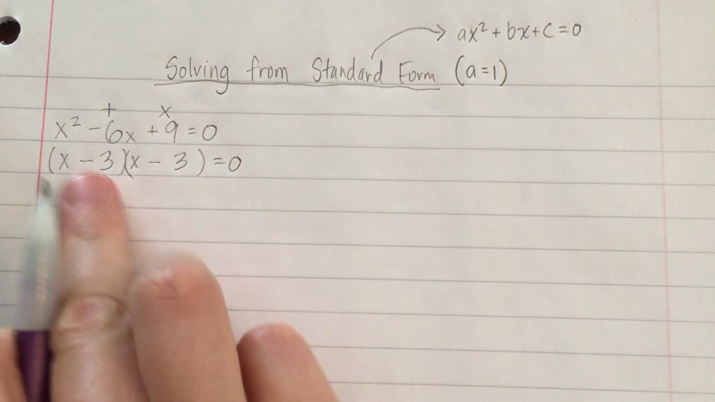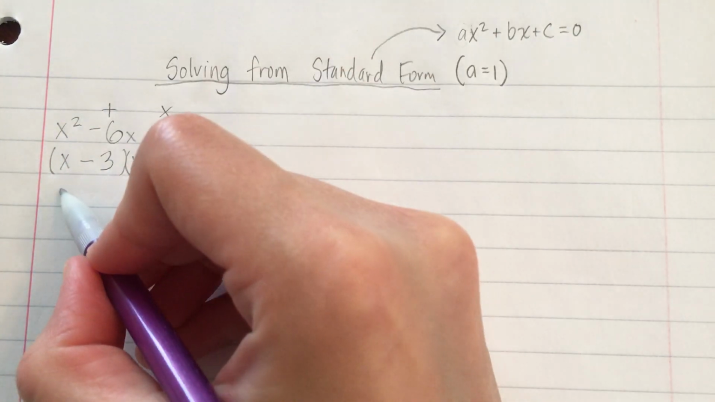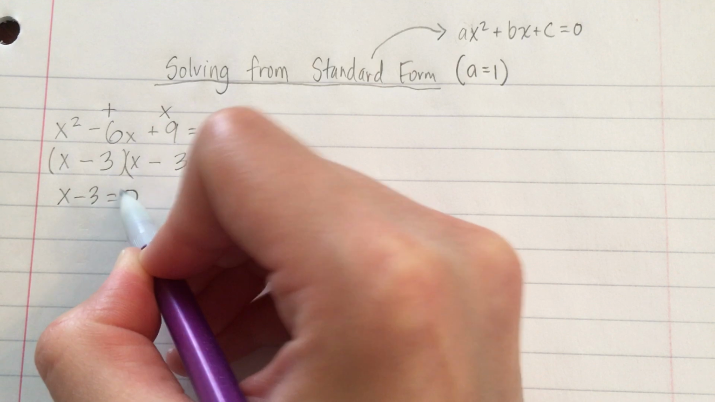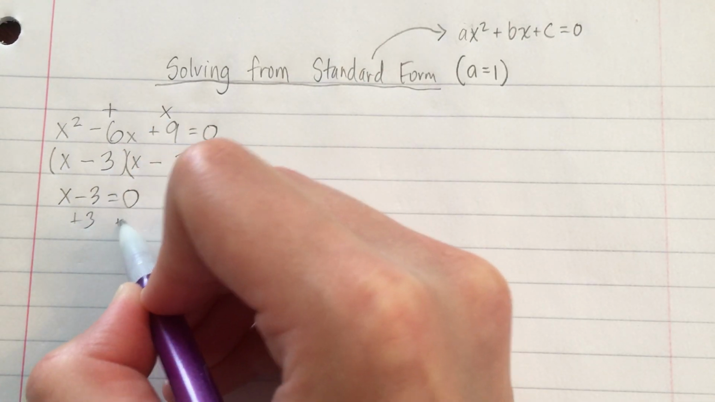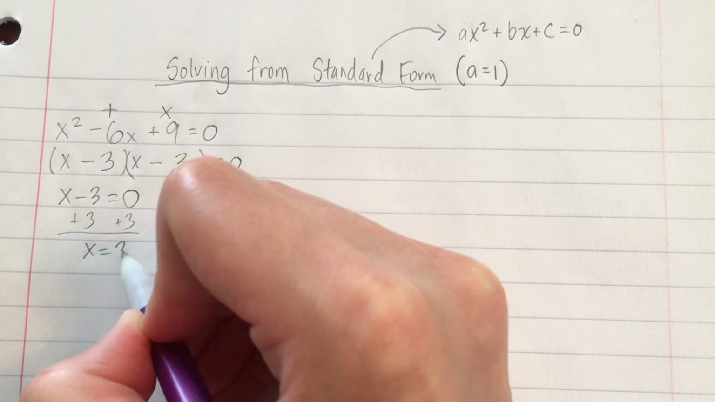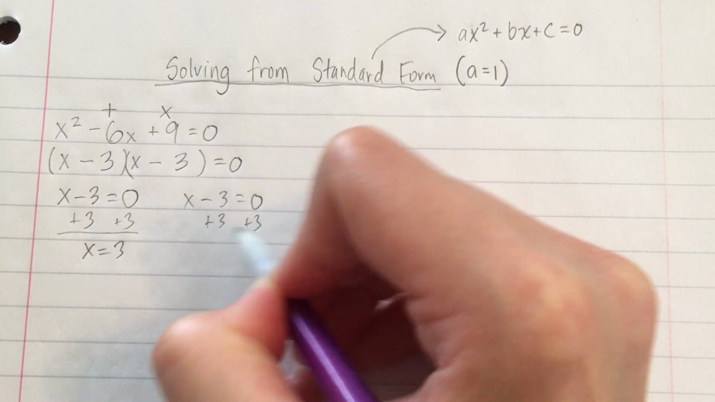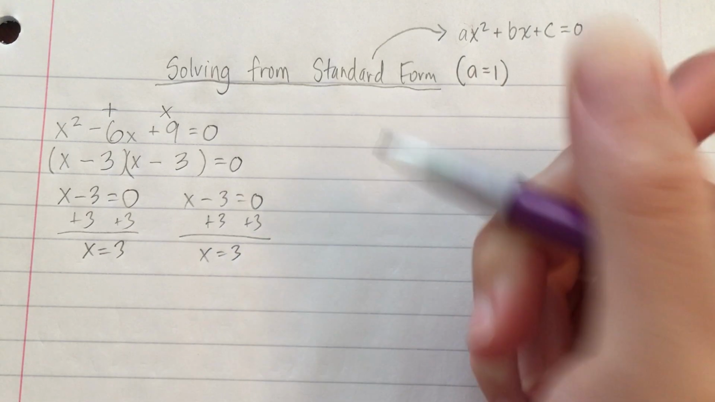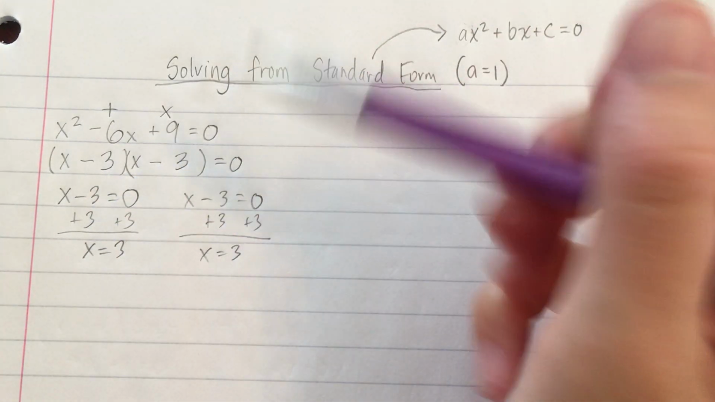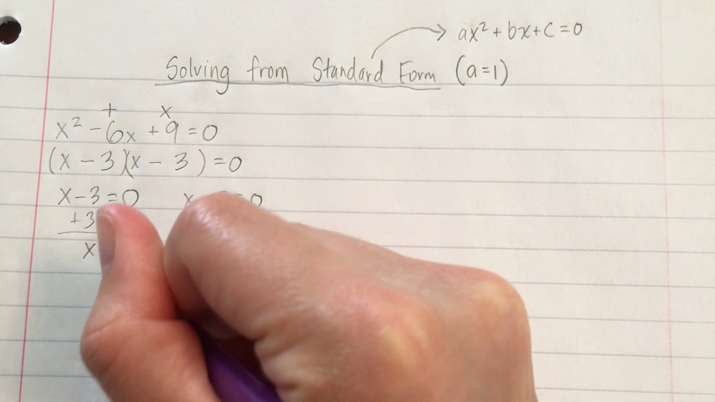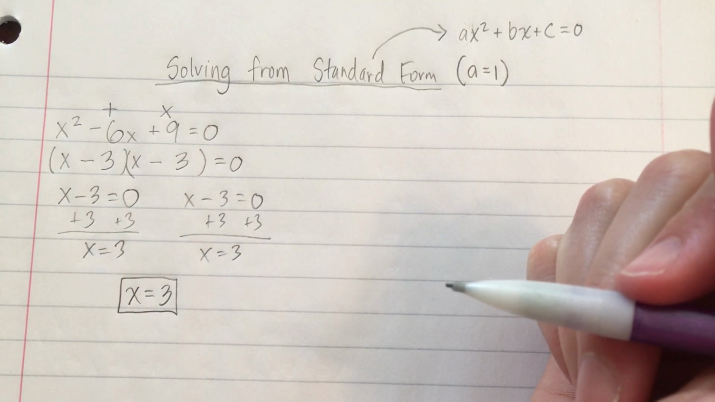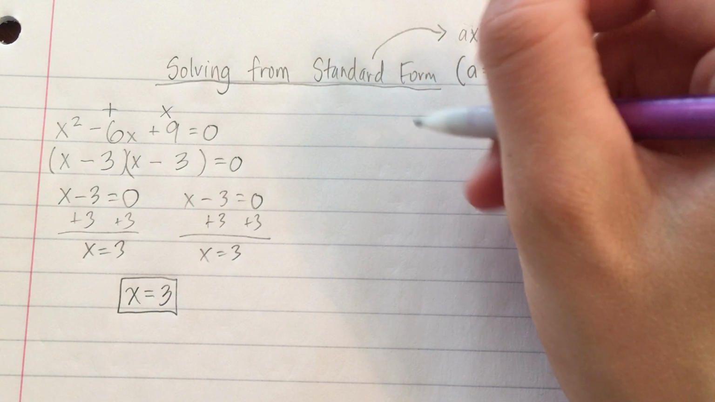Okay, so now this is just like the previous video. Now I have factored form. So either x minus 3 equals 0 or x minus 3 equals 0. So I solve, I get x equals 3. I solve, I get x equals 3. Oh, wait a second. These were the same. So I got two of the same answer. So in this case, I don't have two answers. My answer is just x equals 3. Okay, what about this one?